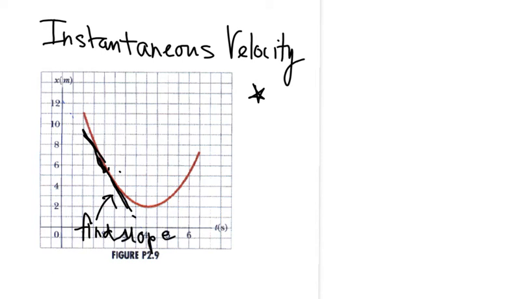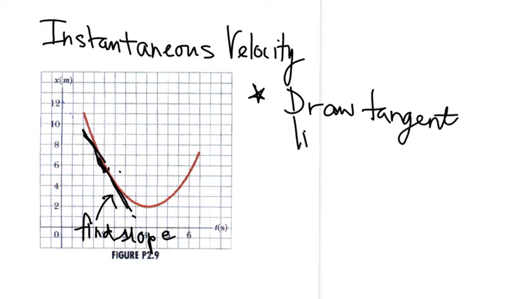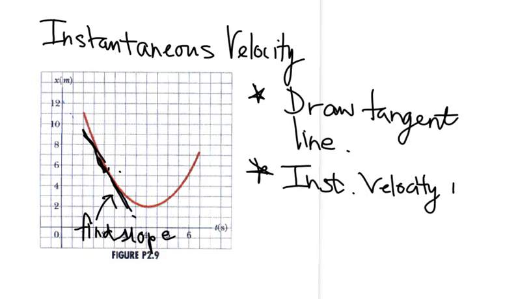Okay, so we'll practice this a few times. I don't want you to worry about it too much tonight, but the steps, if you need instantaneous velocity, there are multiple steps. Draw a tangent line. Okay, and then instant velocity, I'm just going to abbreviate, is the slope.